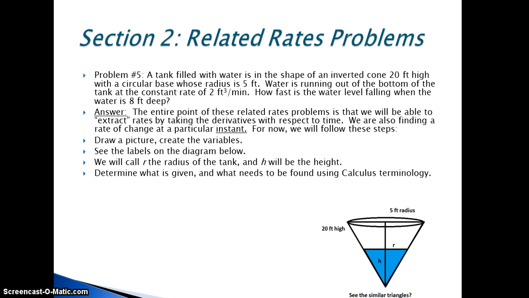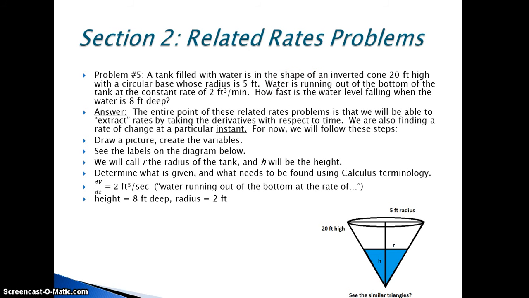So we need to determine what is given and what needs to be found using calculus terminology. We know dV/dt is equal to 2 feet cubed per minute. Now, it's not always easy to see dV/dt unless you notice your units. In this case, we have feet cubed per minute, which is a good indication that we're dealing with volume with that rate. And when you think about water, we have a volume of water that's leaving the tank. We know at this particular instant, the height is 8 feet.